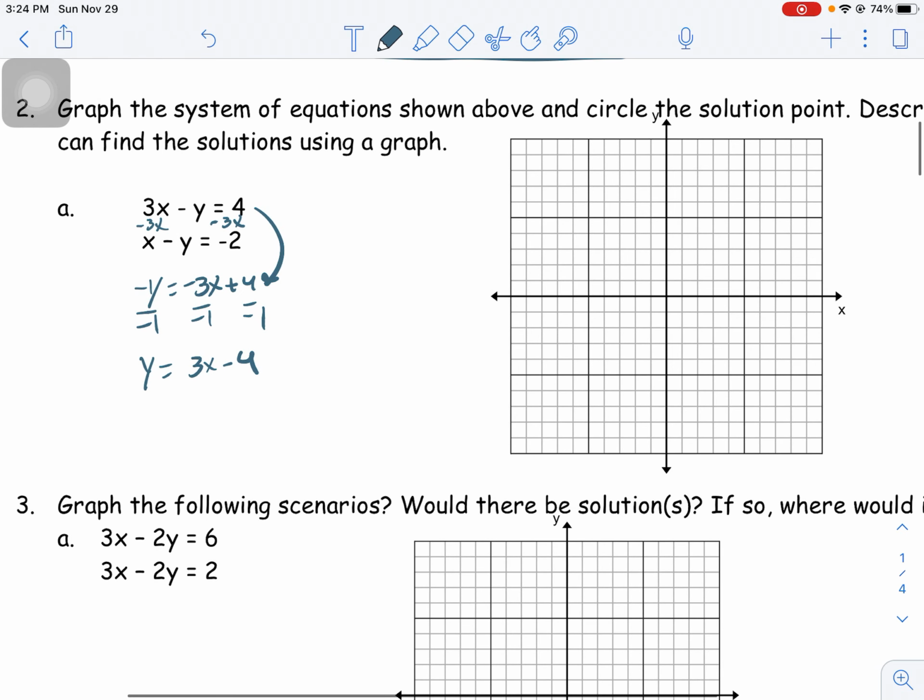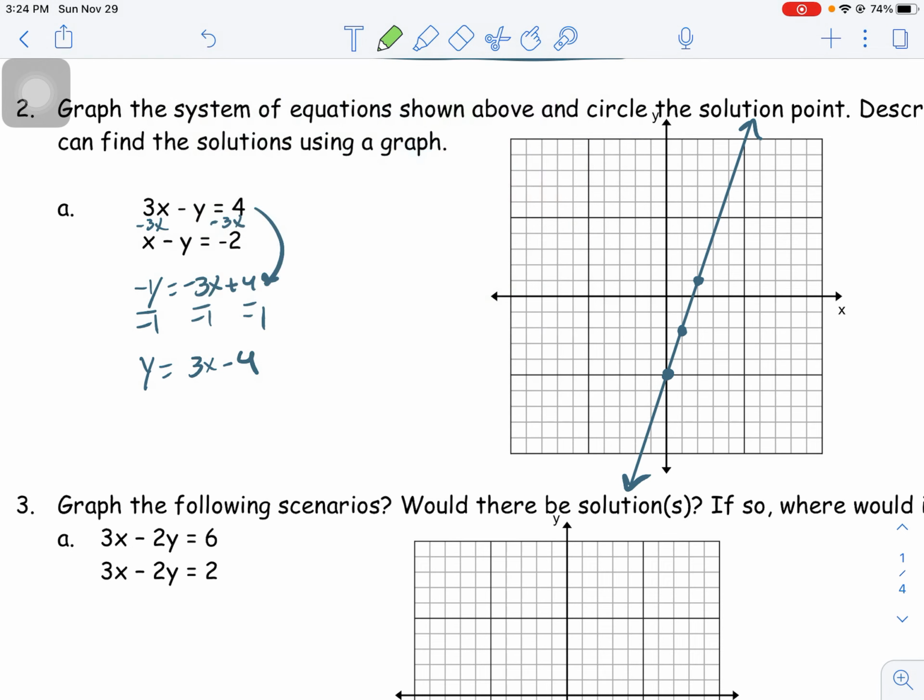So then our first graph, negative 4. Going to go up 3, 1, 2, 3, to the right 1. Again, you only need 2 points to graph a line. I'm going to graph 3 just to make sure I'm being extremely precise here.